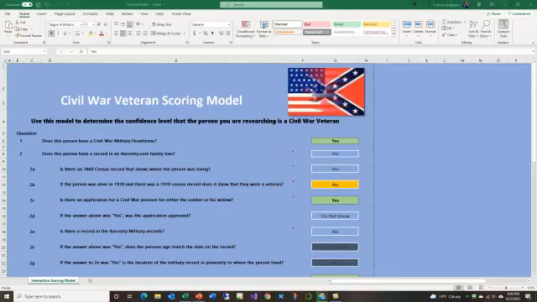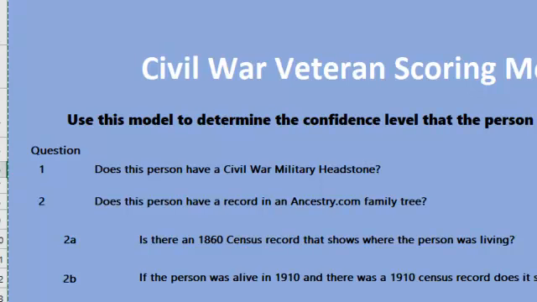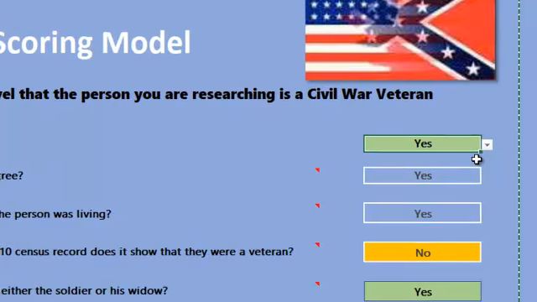For the purposes of the tutorial, we'll take the 3 veterans that we researched in part 2 and put them through the scoring model to see how they score. The first was John Bunyan Barclay. If you recall, John Bunyan Barclay had a Civil War headstone on his grave, so we will pick from the drop down. We'll pick yes for that.